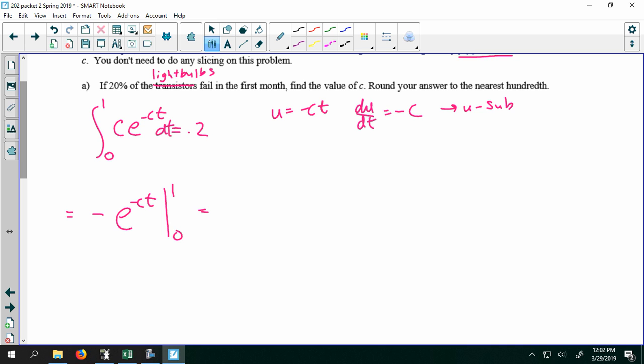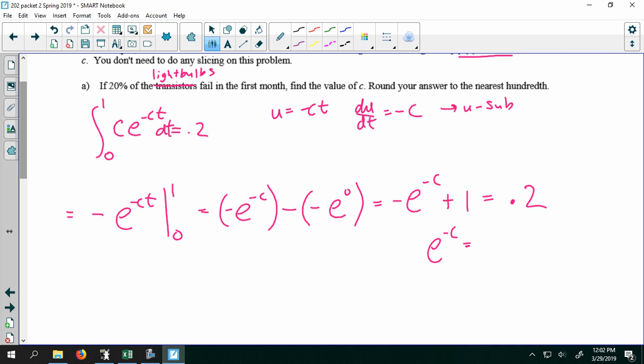So when I plug in a 1, I get negative e to the negative C. And when I plug in a 0, I get negative e to the 0. So this is negative e to the negative C plus 1, and I need to set that equal to 0.2. So when I solve, I get e to the negative C equals 0.8. Take the ln of both sides so that negative C equals the ln of 0.8. So C is negative ln 0.8.